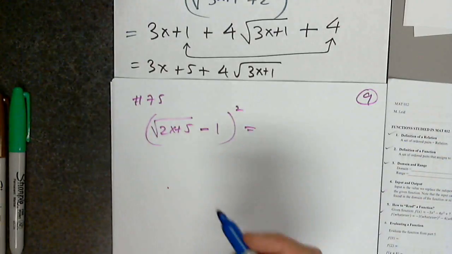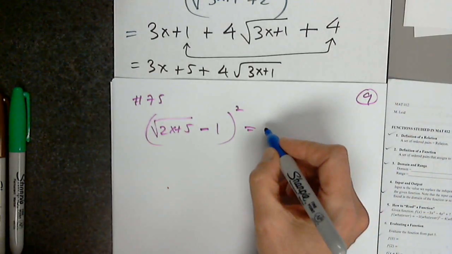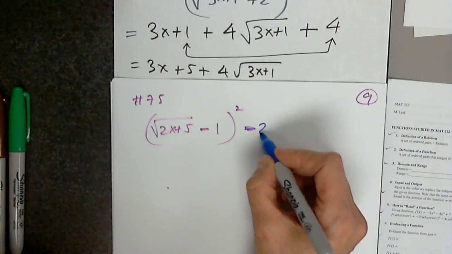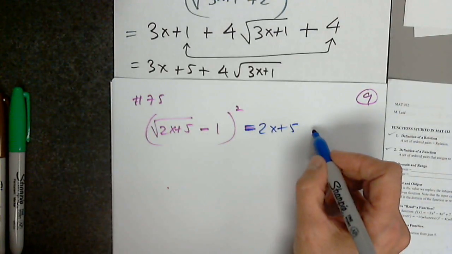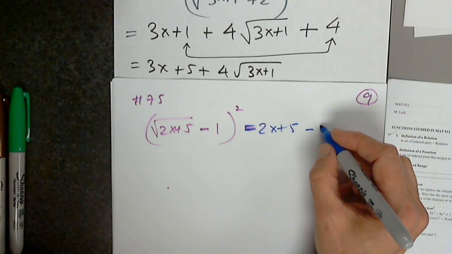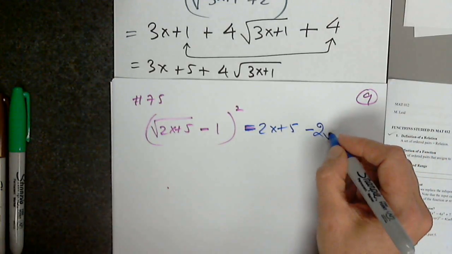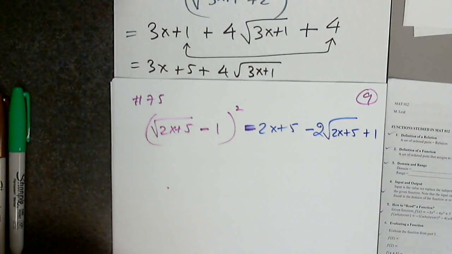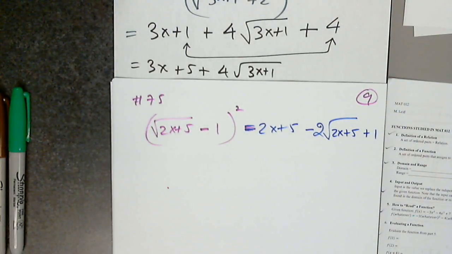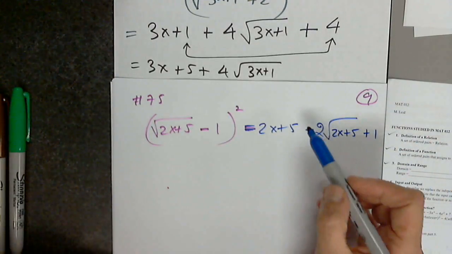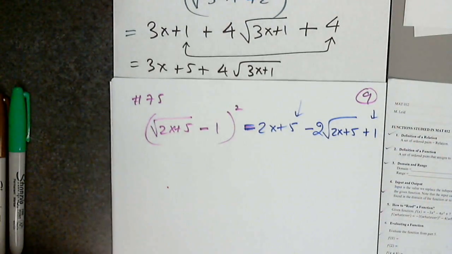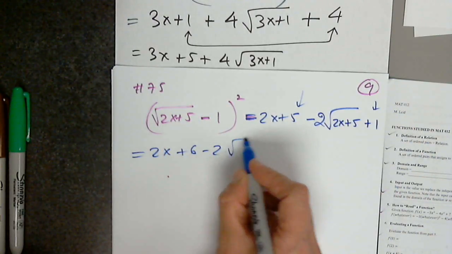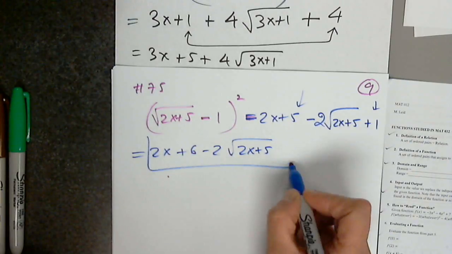Okay, can anyone give us the answer for this? Becky, go ahead. Very good. Yes? Yes. Very good. Excellent. Do you all agree with this? Wonderful. The only thing I can do is this and this. Combine like terms, nothing else. So 2x plus 6 minus 2, the square root of 2x plus 5.